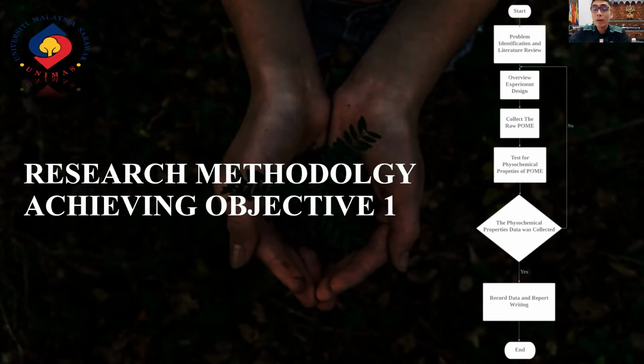Objective one is to characterize the properties of POME. To characterize the properties of POME, we started with problem identification and literature review. Then we will collect the raw POME from BAPOM, which is a bulk palm oil mill, and test for the physicochemical properties of POME by using water analysis and HACH DR900, which is provided at the Department of Chemical Engineering. When the physicochemical properties data is collected, if yes, we can continue with data recording. If no, we will start again with the overview of experiment design.